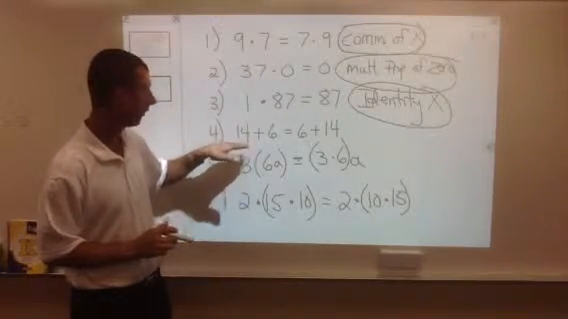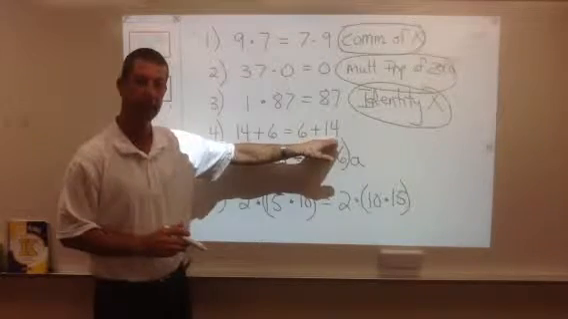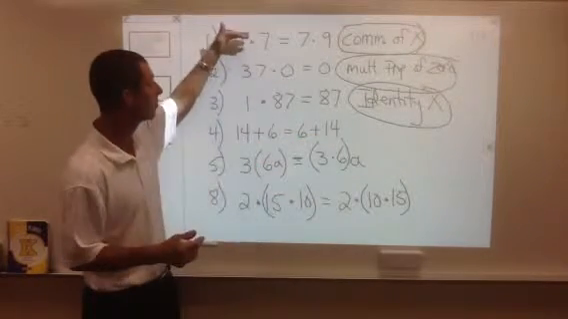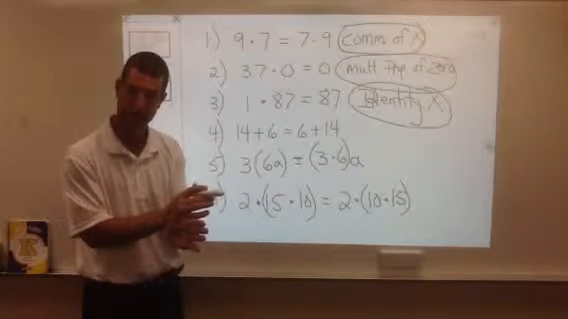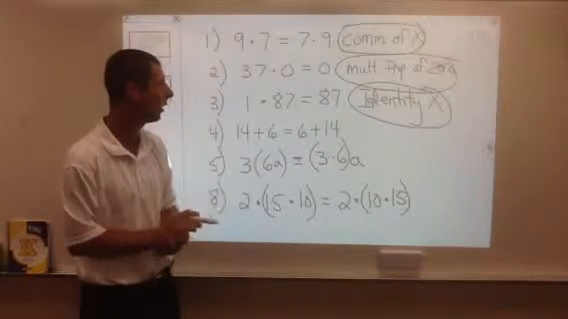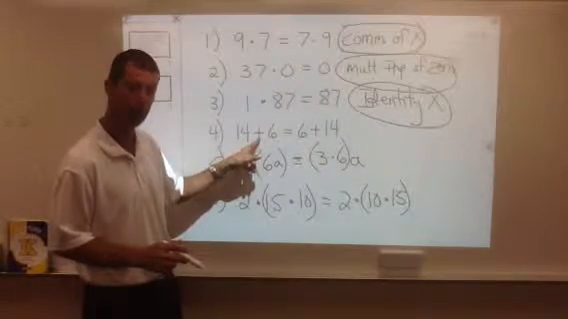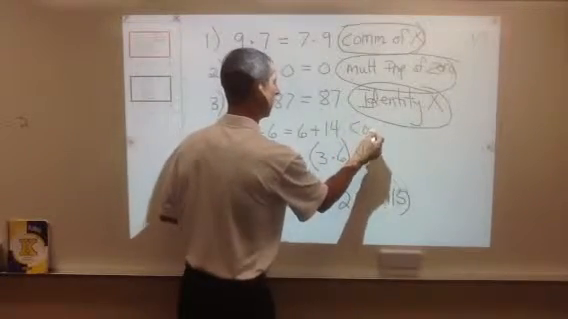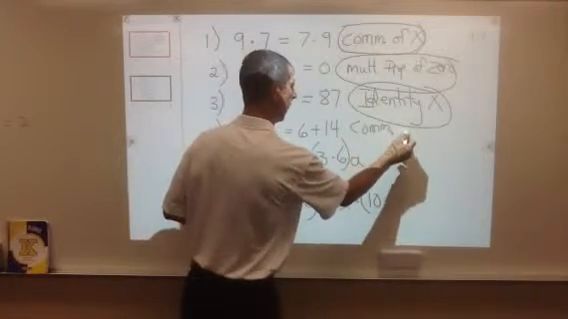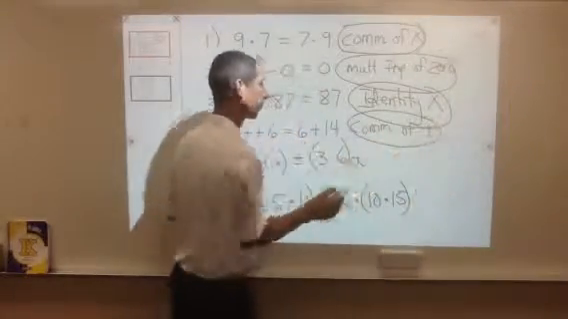Here's one a little different. 14 plus 6 equals 6 plus 14. Once again, kind of goes back up to this here. It doesn't matter what order we add in. The order is just switched around, so that is a commutative property, but in this case it's an addition problem. So it's commutative property of addition. So commutative, of addition, and you can put an addition sign.